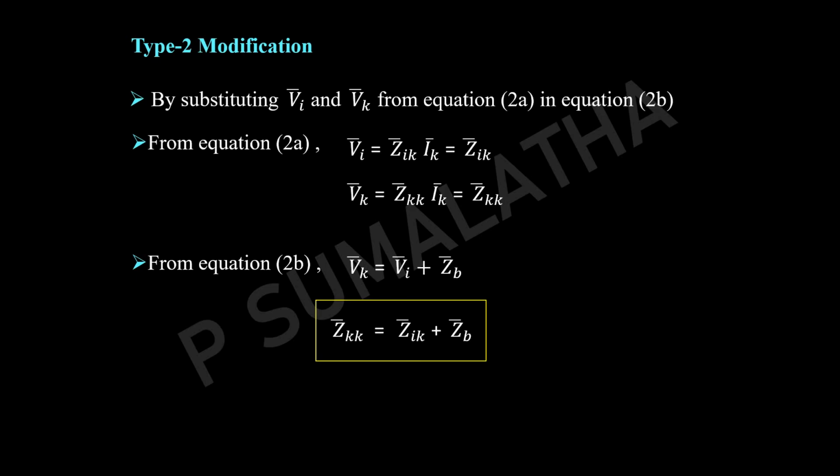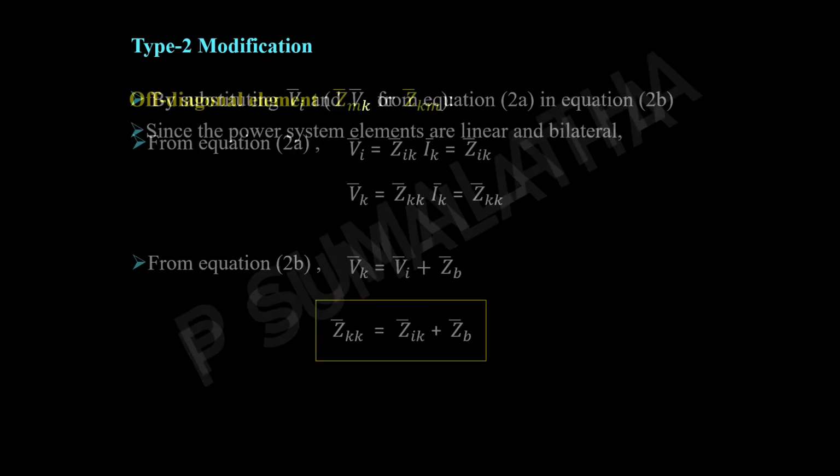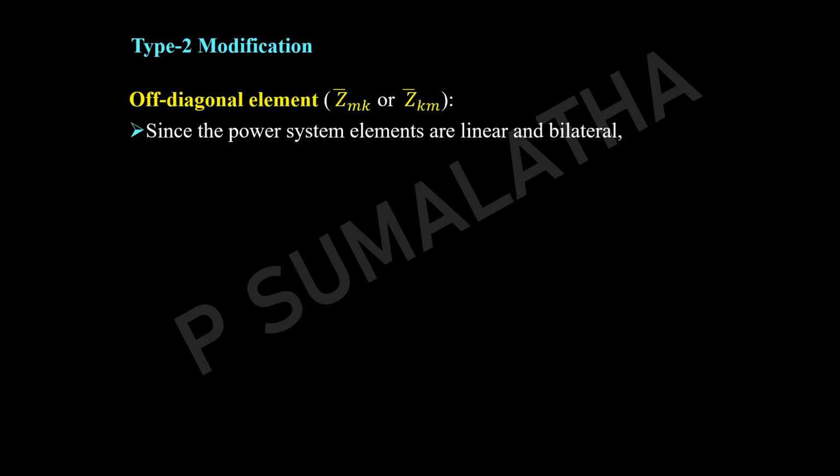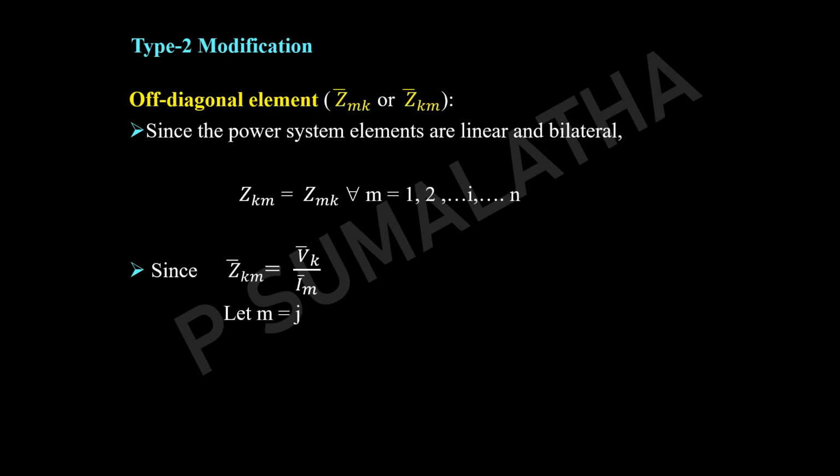Now let us see the derivation for the off-diagonal component. For the off-diagonal component, as usual, elements are linear and bilateral. So we consider Zkm equal to Zmk, for all the nodes that exist in the partial network, and Zkm equal to V suffix k by I suffix m, and let m be j. Some old node we have to consider. We have considered the jth node. So accordingly, we can modify. These steps are similar to the type 1 modification derivation.